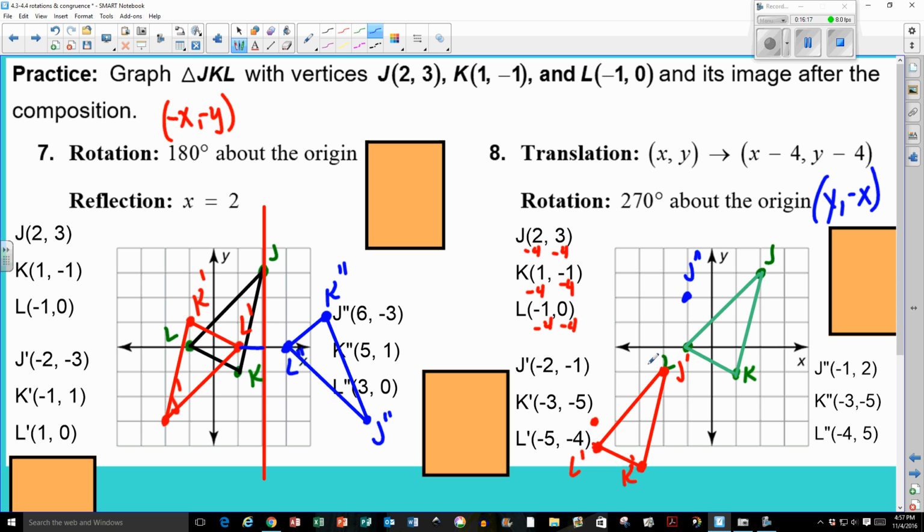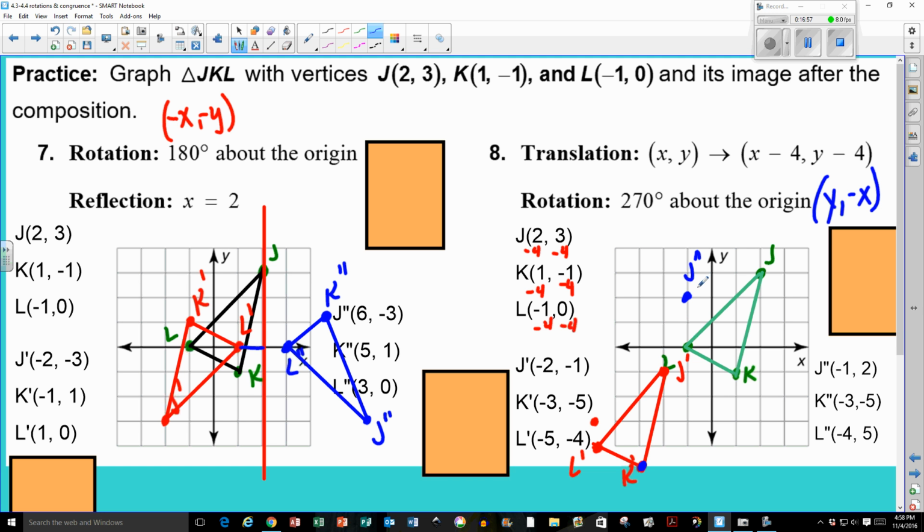-3, 1, 2, 3. -5. Did I write that down right? -3, -5. I think I wrote something down wrong. J double prime, -1, 2. No, that's right. All right, 1, 2, 3, 5. So I wrote something down wrong. So I got -2, -1, -1, 2. So all my J's are good.